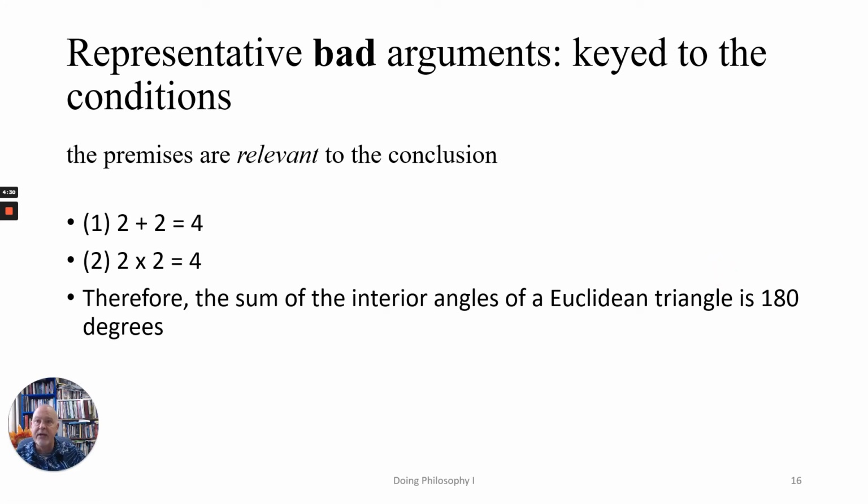And finally, the premises need to be relevant to the conclusion. So here's an example where I don't think things are relevant at all. 2 plus 2 equals 4, true. 2 times 2 equals 4, that's true. The sum of interior angles of a Euclidean triangle is 180 degrees. Those don't seem to be connected at all, and they really aren't. I meant them to be unconnected.